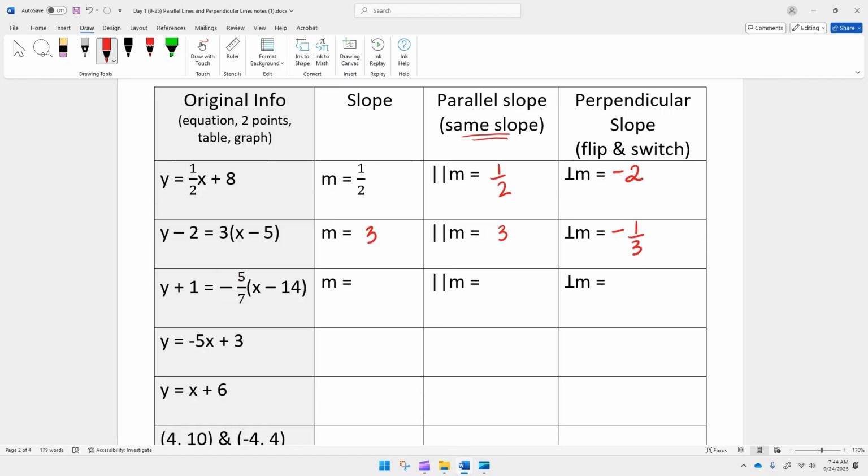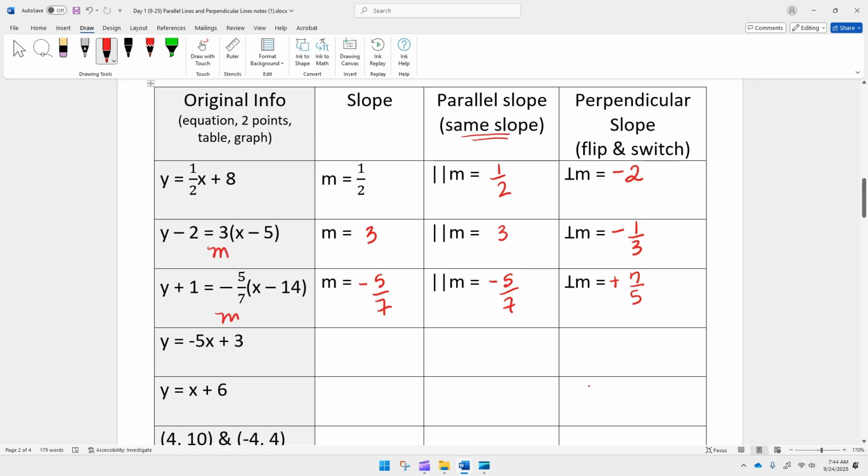The next one, this is going to have a slope of -5/7. To remind you, your slope is in front of the parentheses when it's in point slope form. Same slope, -5/7. We're going to now flip. So since it was negative, it's now positive. So that's going to be positive, and then we're going to flip the fraction. So now 7's on top and 5's on the bottom.